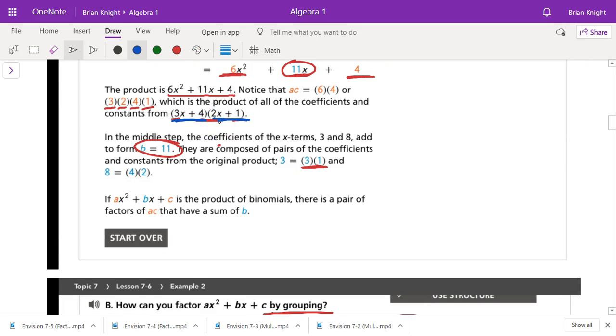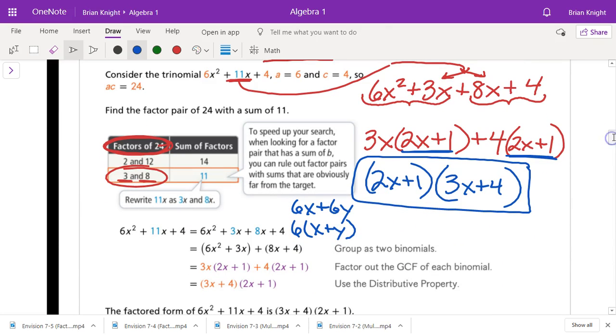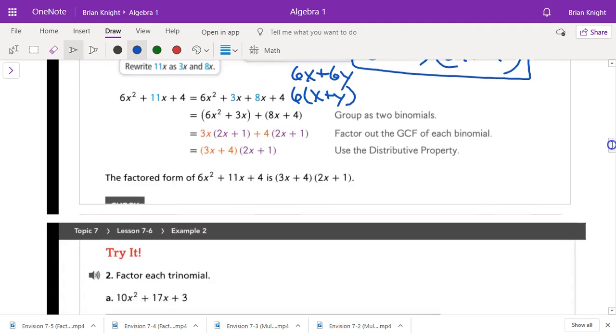How do you know what to split it into? You get those from the numbers that add up to be the number that you need. Okay. Let's do another. Let's do 2 more.